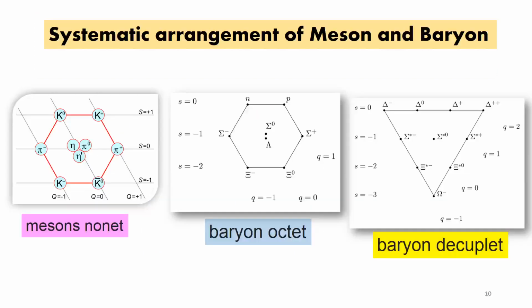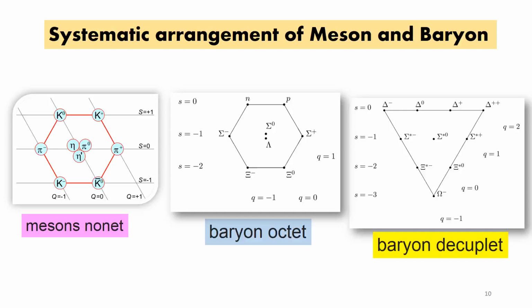In the second horizontal line, sigma minus, sigma naught, lambda, sigma plus belong to strangeness -1. In the third horizontal line, cascade minus and cascade 0 particles belong to strangeness -2. Similarly, these diagonal lines correspond to charge Q equal to -1 for sigma minus and cascade minus, charge 0 for cascade 0, sigma 0, lambda and neutron, and the third diagonal line of the second figure corresponds to charge Q equal to 1 for sigma plus and the proton.